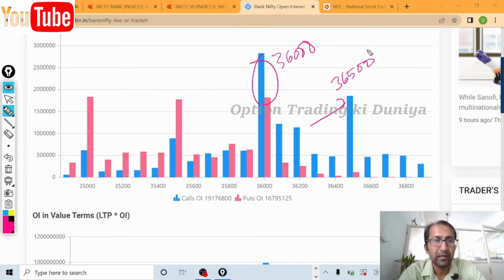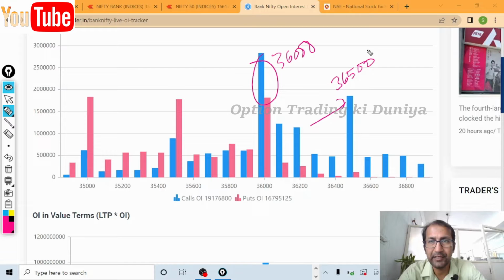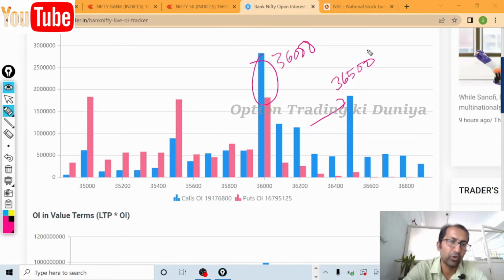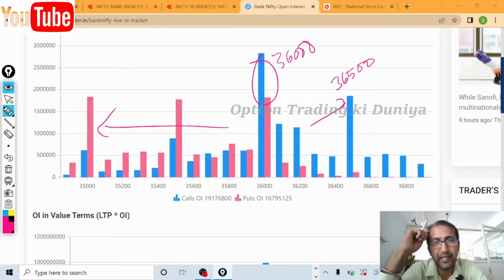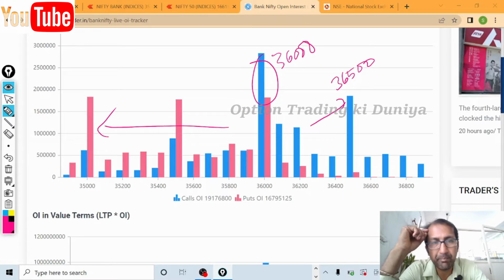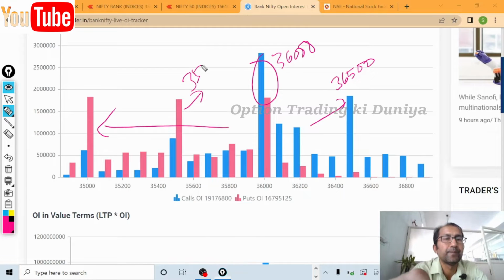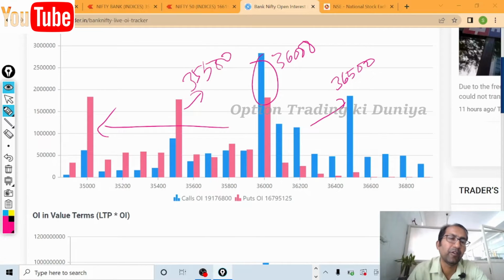Okay. Lower side no calls written. On the higher side call is at 36,500. And the puts, if you see, if 36,000 breaks, on the lower side we'll have 35,500. Another 500 fall. Now let me come to the change in open interest.